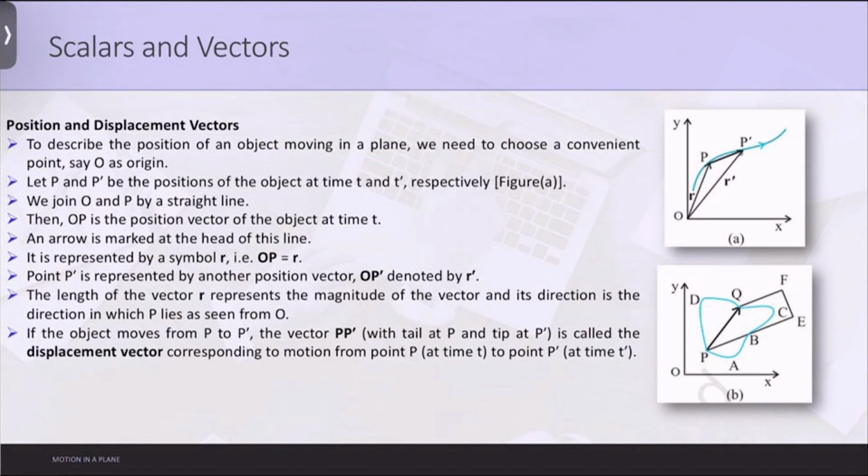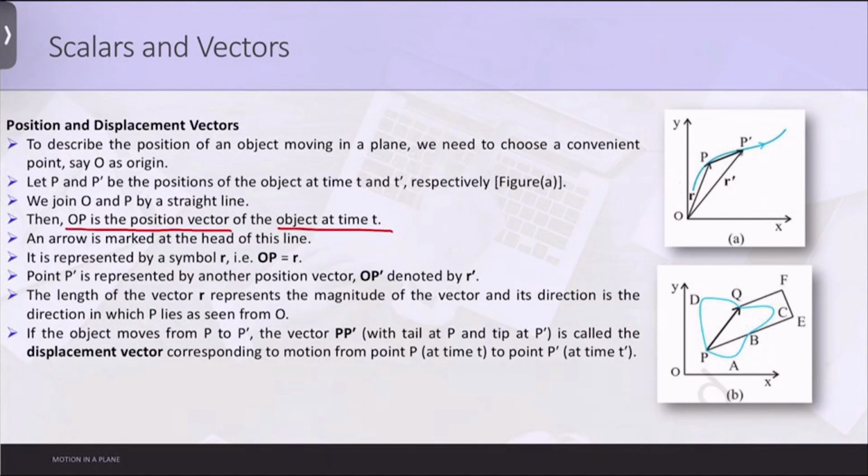Now let us join O and P by a straight line. As you can see, O and P are represented by a straight line here. Then OP is the position vector of the object at time t. Please remember, OP is the position vector. What if we need to find the position of P in a plane? Then we use the position vector. The position vector starts from the origin and goes to the end point. Now a few things can be explained from this diagram.